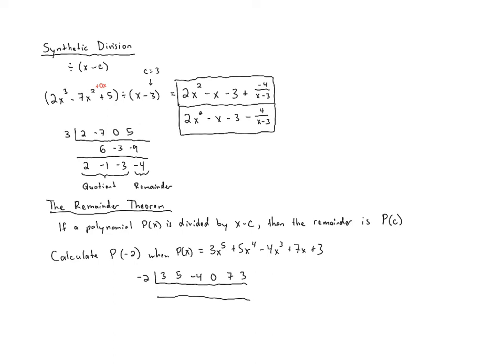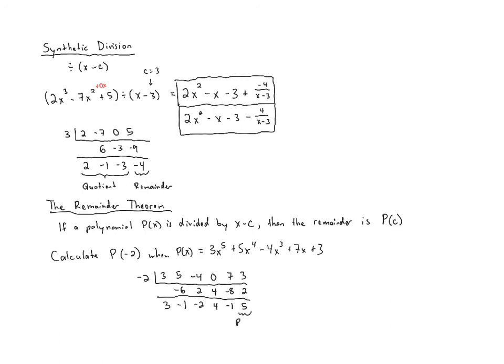So we bring the 3 down here. 3 times -2 is -6. 5 minus 6 is -1. -1 times -2 is +2. -4 plus 2 is -2. -2 times -2 is 4. 0 plus 4 is 4. 4 times -2 is -8. 7 minus 8 is -1. -2 times -1 is +2. And 3 plus 2 is 5.